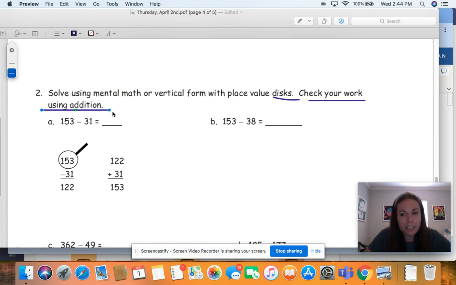Now, remember we did this a couple months ago. Let's look at the first one that they did for you already. 153 minus 31. Now, this one you can use mental math. Why? Because let's go to the place value. 3 minus 1 is 2. We do that in my head. 5 tens minus 3 tens equals 2 tens. 100 minus no hundreds, 0 hundreds is still 1.